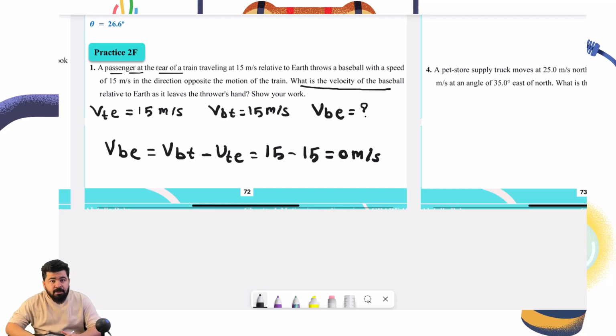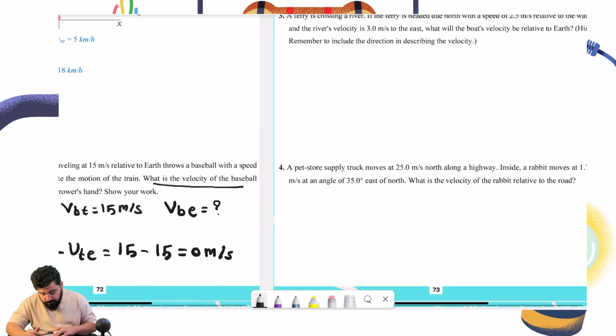Let's say this time you throw a ball at a speed of 20 meters per second. This time you're going to get 5 meters per second, which is the velocity of the ball relative to Earth.